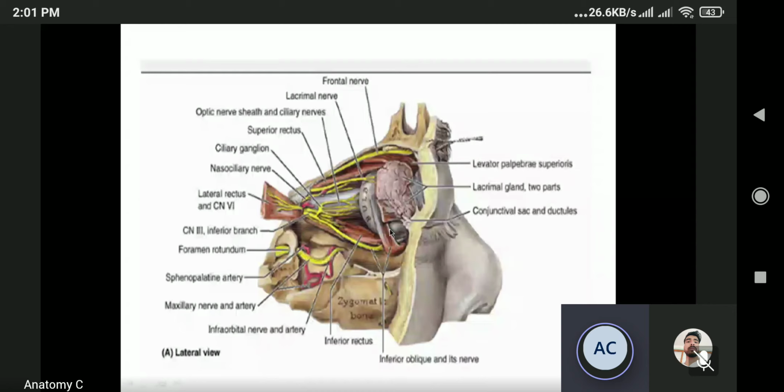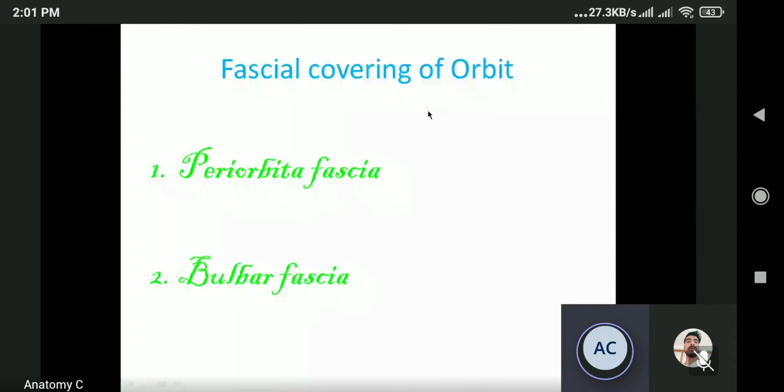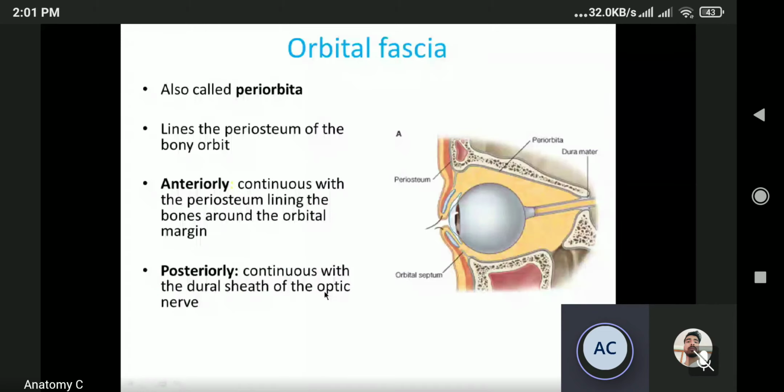So first is the fascia covering the orbit, that is the periorbital fascia and the bulbar fascia. So orbital fascia, look at it, this is the orbital fascia. It is also called the periorbita. It is around the periphery of the orbit. So periorbita lines the periosteum of the bony orbit. Look at here, this is the bone. So this is periosteum. So it is lining over here. So it lines the periosteum of the bony orbit.